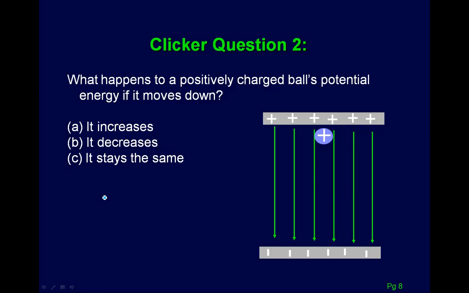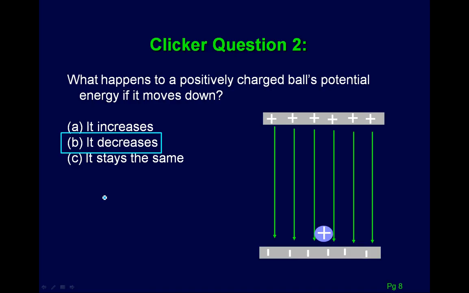So here's a situation, again with this capacitor and a charge in the capacitor's field. It's a constant E field. What happens to a positively charged ball's potential energy if it moves down? So if we move this ball down, or this charge down, what happens to its potential energy? Think about this and let us know.